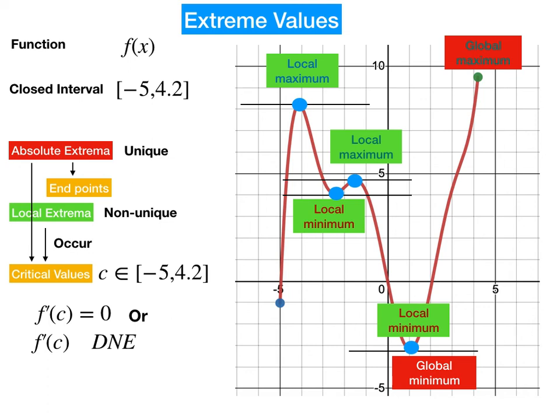All right, here's an introduction to extreme values: absolute extrema, local extrema, and where they occur, which are either at one of the critical values or one of the endpoints. Local extrema only occur at critical values, but absolute extrema can occur at critical values or endpoints.